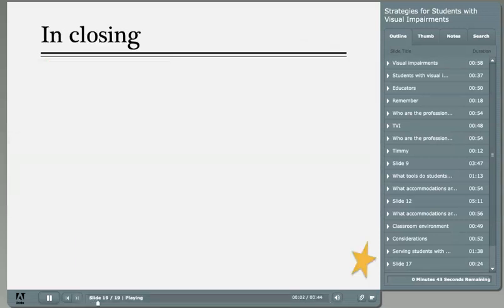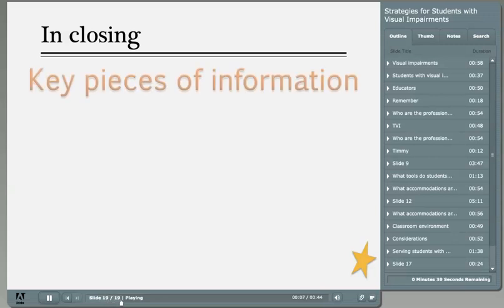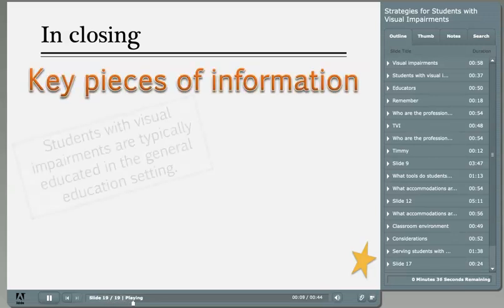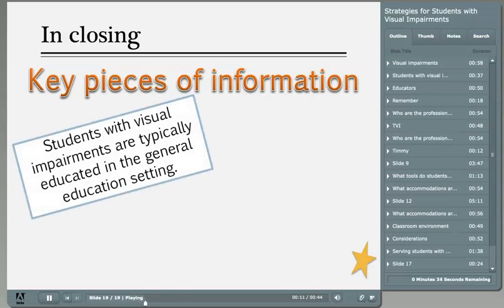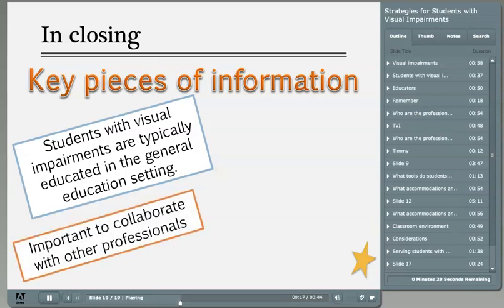Before we end this module of students with visual impairments, we wanted to review a few key pieces of information. First, students with visual impairments are typically educated in the general education setting. Due to their needs and types of support, it will be important to collaborate with other professionals, such as TVI and O&M specialists, in an effort to better meet the needs of these students.